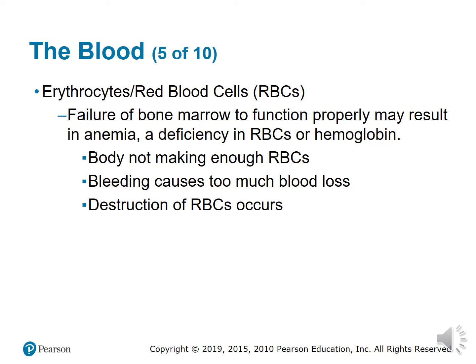Failure of bone marrow to function properly may result in anemia, a deficiency in RBCs or hemoglobin. The body is not making enough RBCs, bleeding causes too much blood loss, or destruction of RBCs occurs.